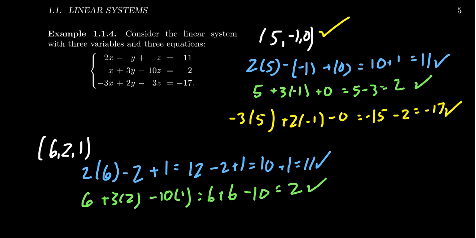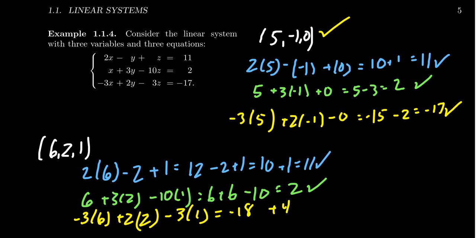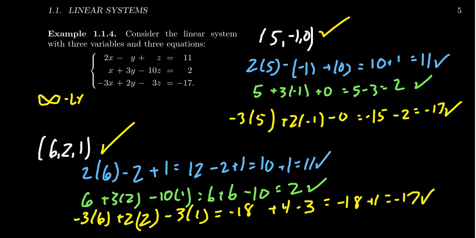So that checks out. And then for the last one, you're going to get negative 3 times 6 plus 2 times 2 minus 3 times 1. And you see that turns out to be negative 18 plus 4 minus 3. You're going to get negative 18 plus 1, which is negative 17 again. And so this one, 6, 2, 1, is in fact also a solution to the system of equations. So it is possible for a system to have multiple solutions. In fact, in this example, one could actually prove that there are infinitely many solutions to this system of equations. And we'll see in a later video exactly how one might do something like that.